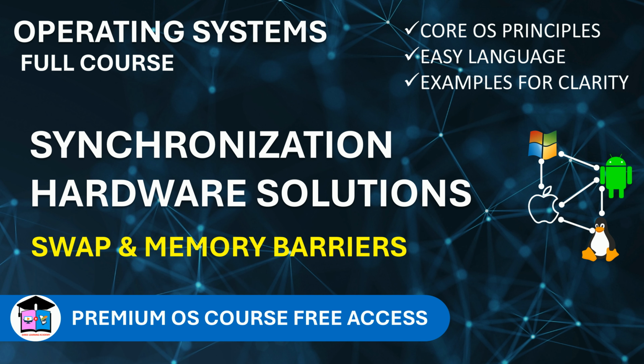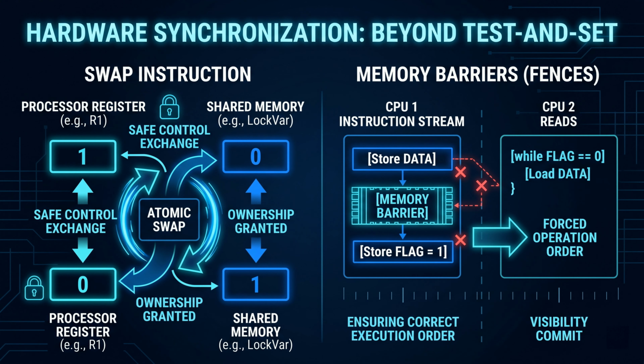Let's simplify hardware solutions to synchronization. We've already seen how hardware can provide powerful atomic operations for synchronization. If you've watched the earlier chapter on atomic instructions, you already know how test and set works as a basic locking mechanism. So instead of repeating that foundation, let's move forward and look at two other important ideas from the hardware side of synchronization: the swap instruction and memory barriers.